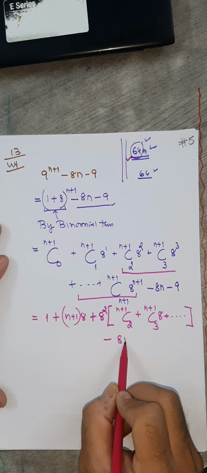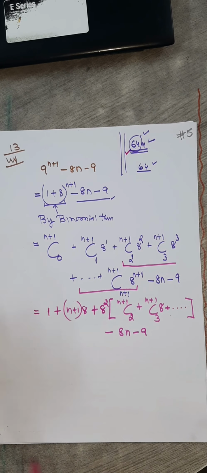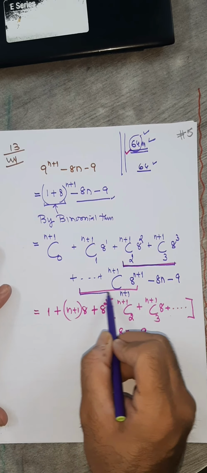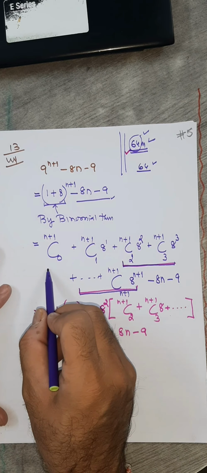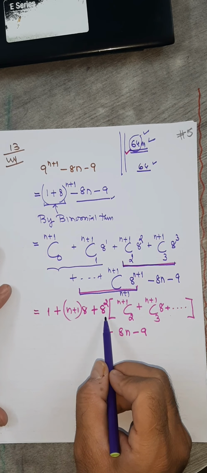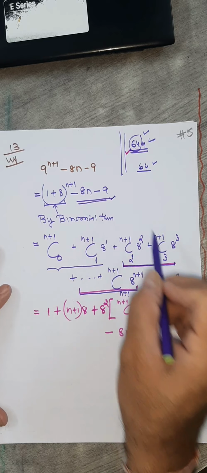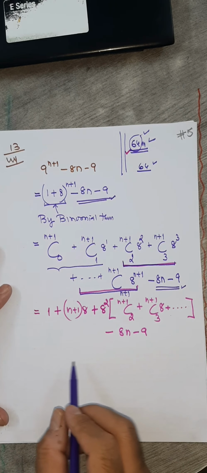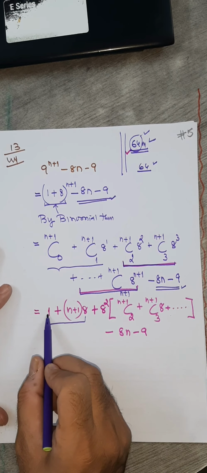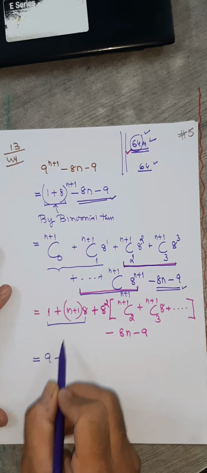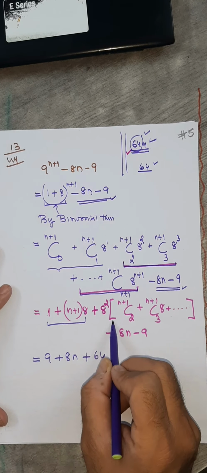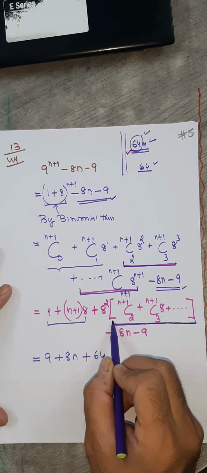Minus 8n and minus 9 as it is, remember. What I did? I have just taken 8 square common from these terms. Except the first two terms, from all the remaining terms of the binomial theorem, I have taken 8 square common. These last two terms we are keeping as it is. We are doing nothing with this, remember. Now if you open this here, what is this? 1 plus 8, that's 9. And this is nothing but the 8n plus this is 64.